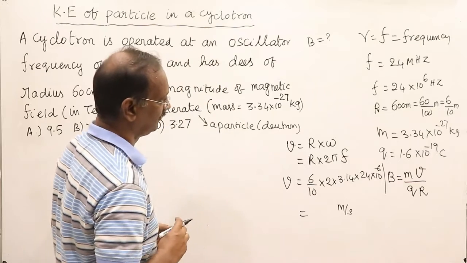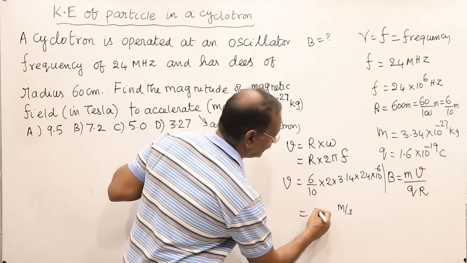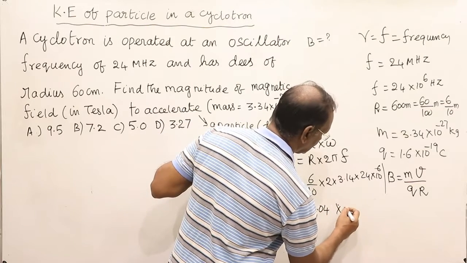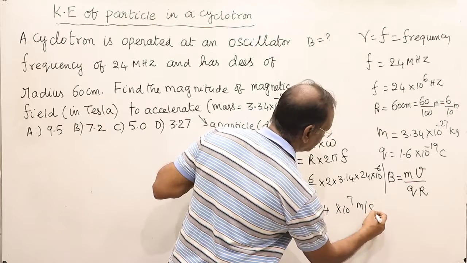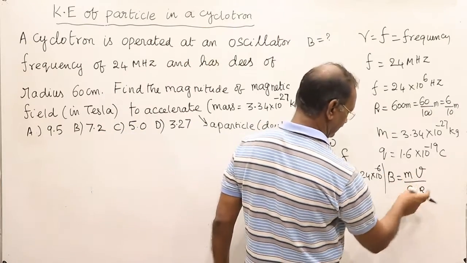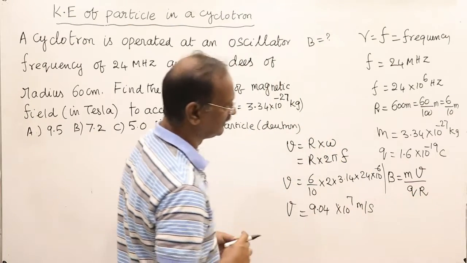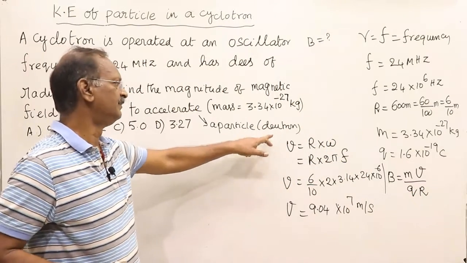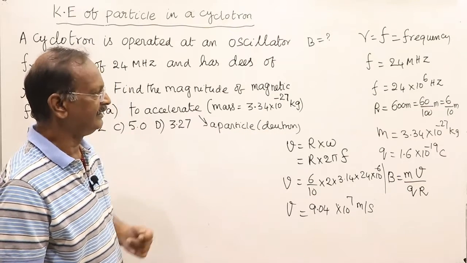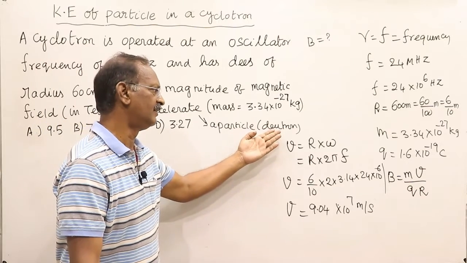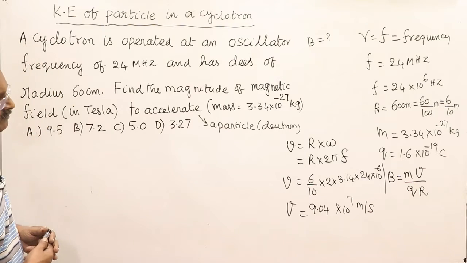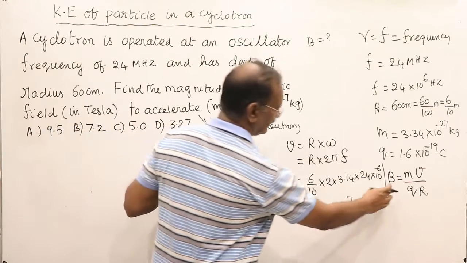The calculated value of velocity comes out to be around 9.04 into 10 to the power 7 meter per second. Now what else do we want? Mass is given, velocity we have found, and charge is 1.6 into 10 to the power minus 19, because this is a deuteron. Its charge is the same as an electron, but with a positive sign. And the deuteron mass is also given. Now we simply substitute in the equation and find B.